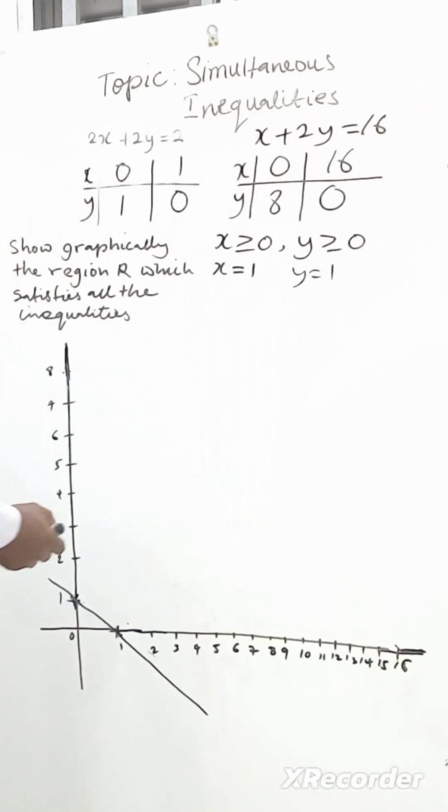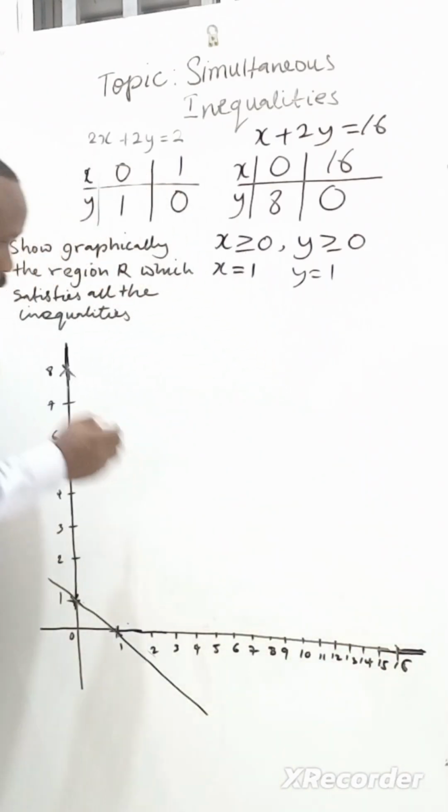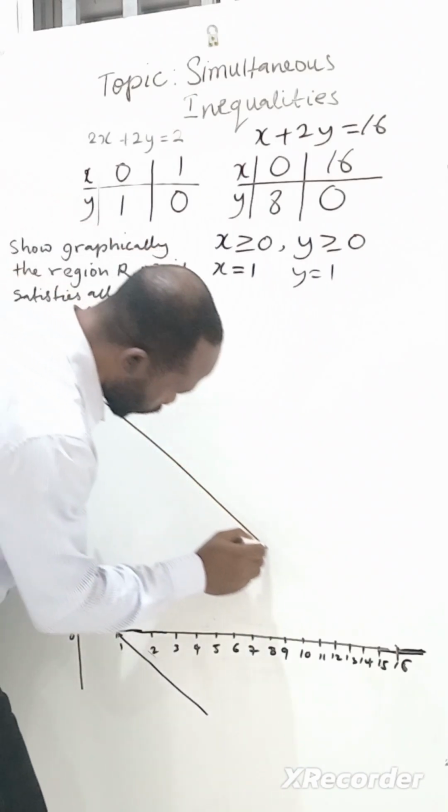For the second table of values, when x is 0, y is 8. This is the point here. When x is 16, y is 0. That's this point here. I'll draw a straight line, another straight line, to connect the 2 points.